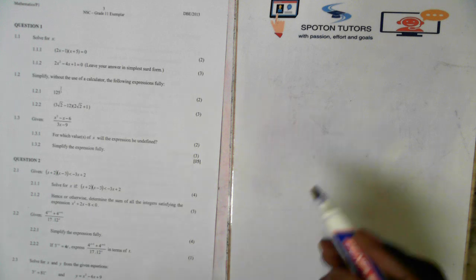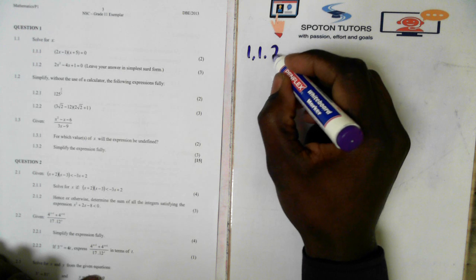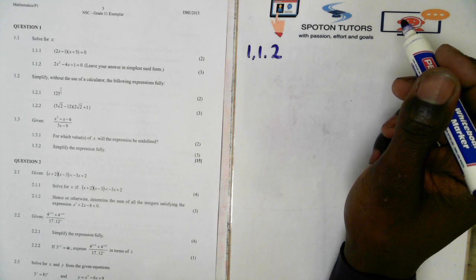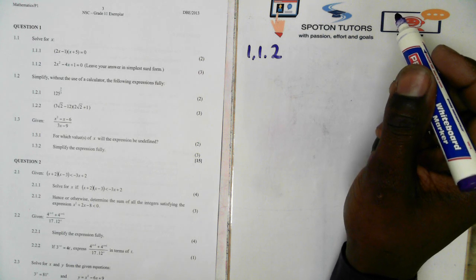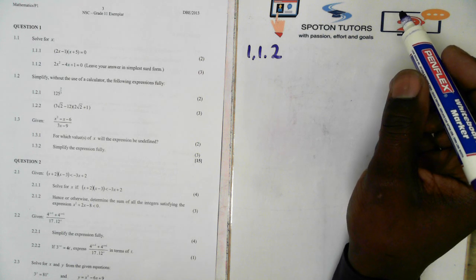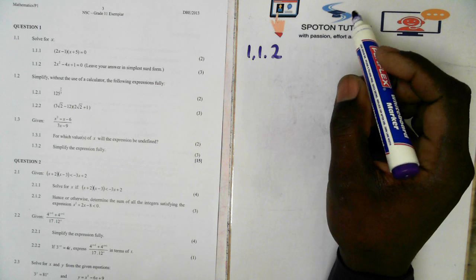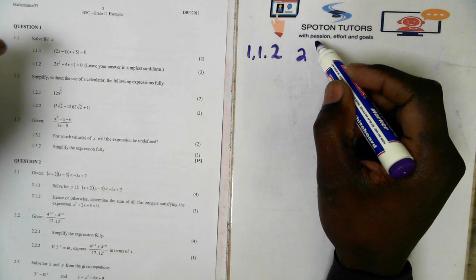Okay, now let's go to 1.1.2. It says 2x squared minus 4x plus 1 is equal to 0. Leave your answer in its simplest surd form. So what does this mean? It means that you have to solve for x as requested above here.